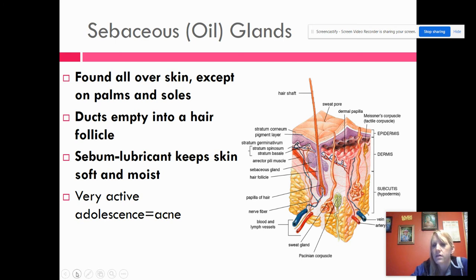Sebaceous glands are the oil glands. They drain right into your hair follicles, which is why if you don't wash your hair for like a week, your hair is really greasy, because when you wash it, you wash off that oil that's naturally produced by your body to moisturize and lubricate your hair and skin so it doesn't dry out and crack and you get all these skin rashes and stuff.